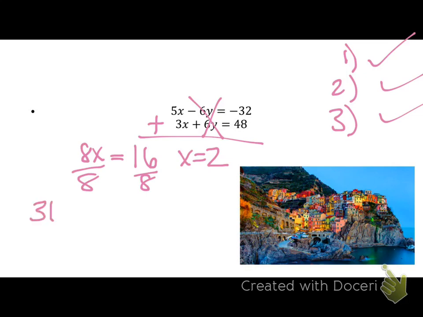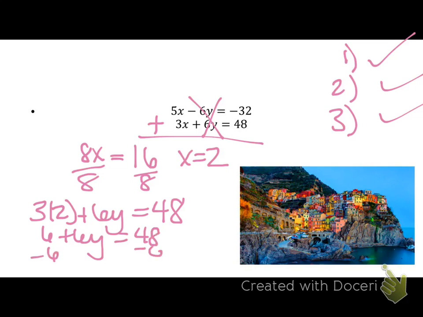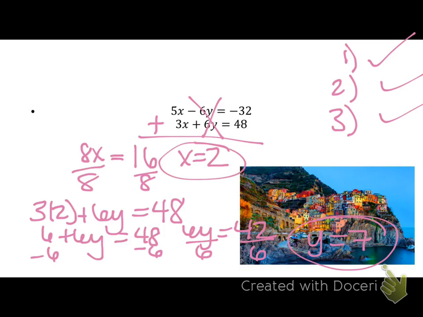Let's pick an equation. I'm going to pick the second one this time. 3 times 2 is 6. Subtract 6 from both sides. 6y equals 42. So my y should then equal 7. So that is where those two lines are connecting at. To be able to do this type of equation, we have to make sure it's in standard form. Our x and y both have to be on the same side, and x has to be on top of x, y has to be on top of y.